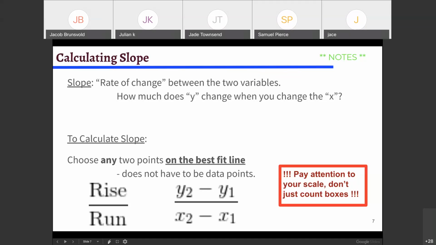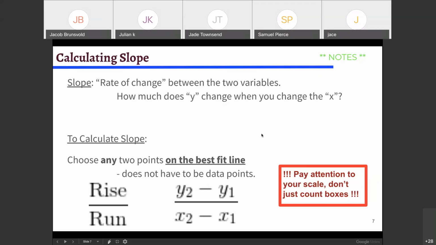To calculate slope, choose any 2 points on the best fit line. It does not have to be a data point. I'll talk more about what that means in a minute, but sometimes when we make our data, the line doesn't go right through all the data points. In that case, you don't want to use a data point to calculate the slope. You actually want to pick a point that's on the line. And I'll show you what that means visually in just a second.